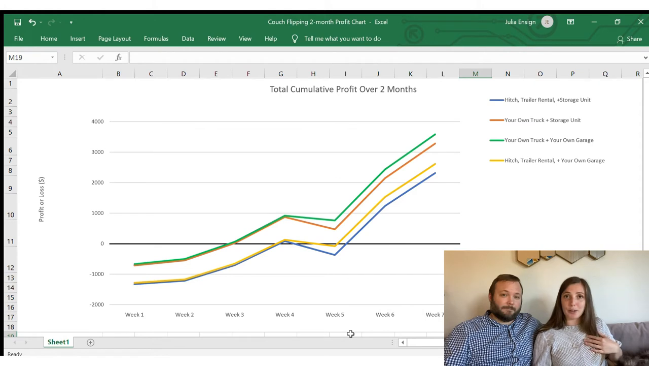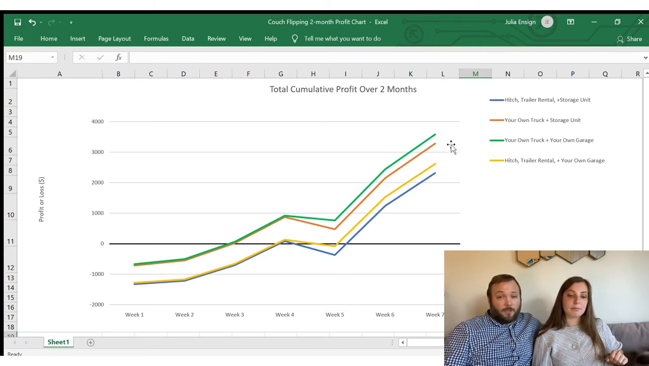The option that we picked where you have to rent and buy everything is the most expensive startup option. You gotta do what you gotta do sometimes. But if you take a look at the chart here, you can see that between having to rent everything, using that as a baseline, so comparing that with the actual hitch trailer rental, but you own your own garage, that means that you make about $292 more. That's about how much we paid in storage unit rent. So you would save that rent over the 2 months.